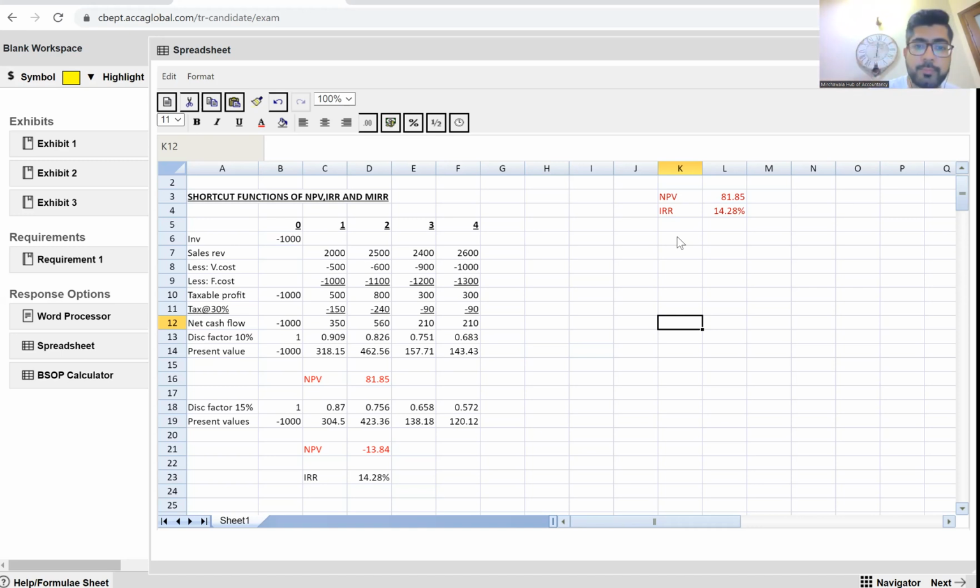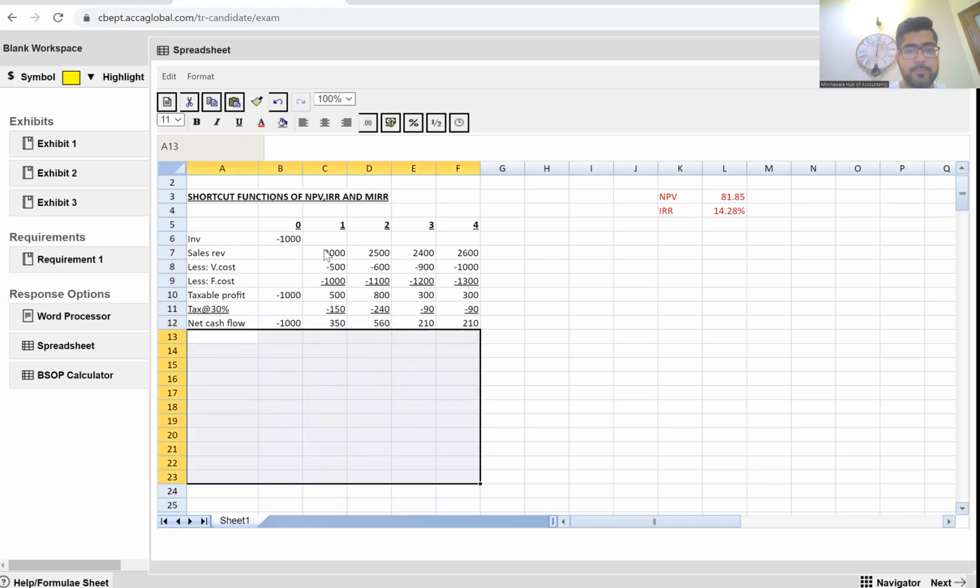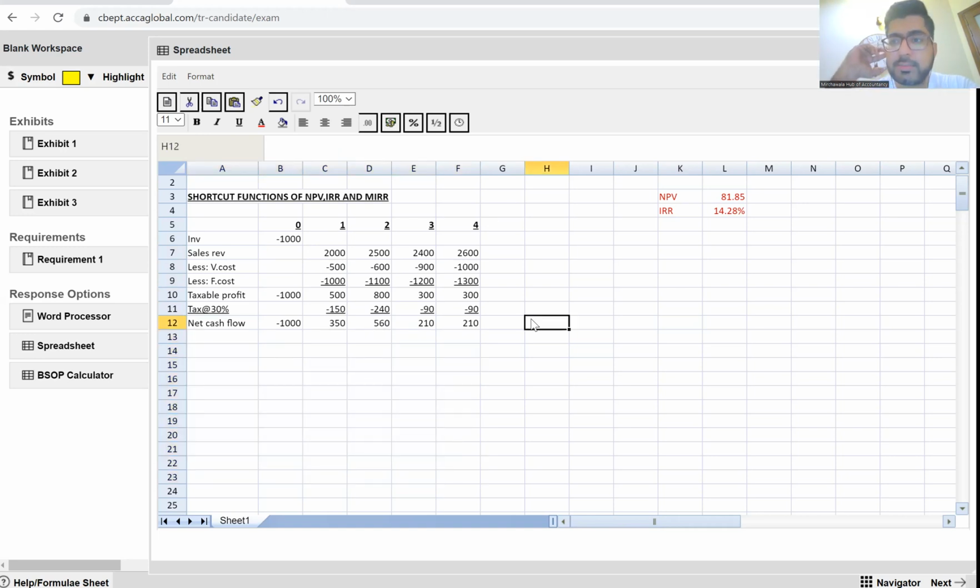So what should you do now? Now, if in today's exam, you are asked to find NPV and IRR, you need to use the functions. You don't need to do such a long detail. Okay, how? You will write investment 1,000. You will write the revenue 2,000, 2,500, 2,400, 2,600. You will deduct the variable cost. You will deduct all fixed costs. You will get taxable profit, then tax, then any scrap value and everything, and you get net cash flow. And you need to stop at net cash flow.